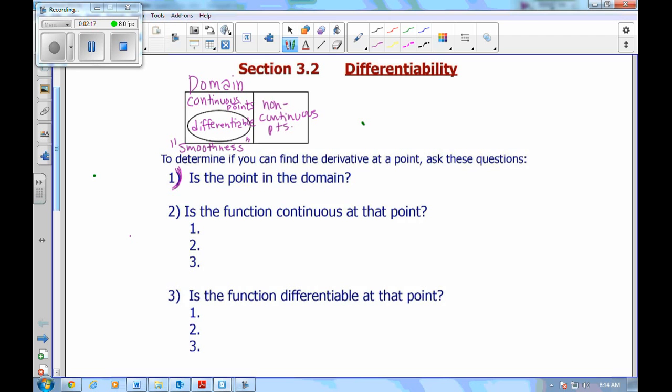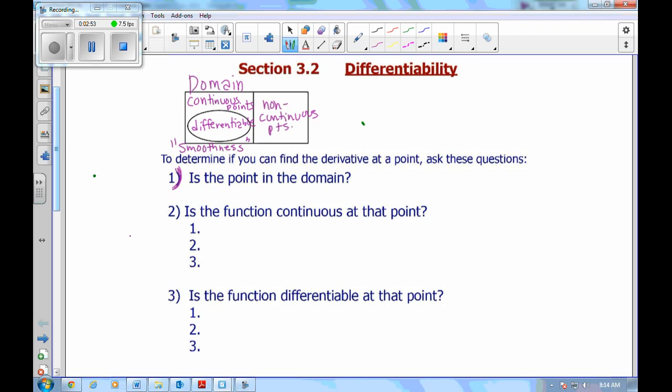Some functions don't have a domain from negative infinity to positive infinity. Quadratics go negative infinity to positive infinity. Cubics have a domain negative infinity to positive infinity. Can someone give me an example that's not negative infinity to positive infinity? Square root. The y equals square root of x starts at x equals 0 and curves to the right, and there's nothing on the negative end unless we have a shift, right? Or some piecewise functions don't go from negative infinity to positive infinity. So make sure the point you're looking for is actually in the domain.